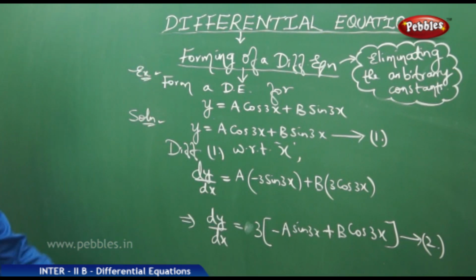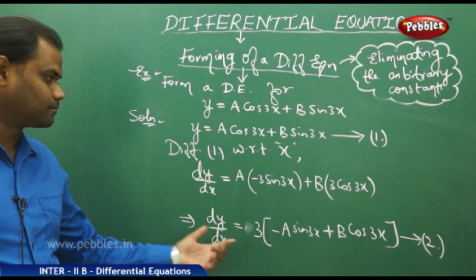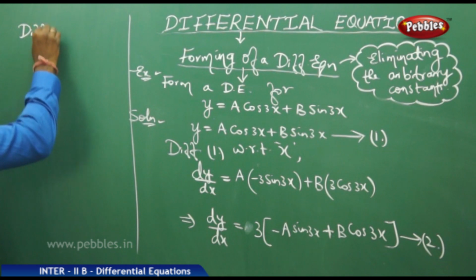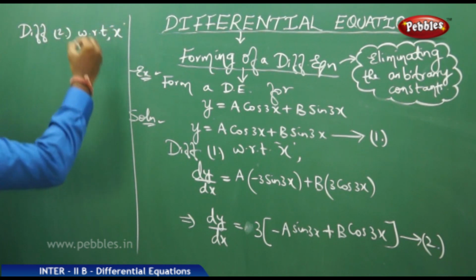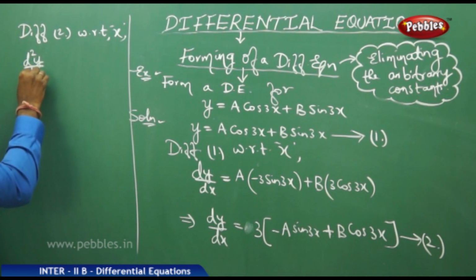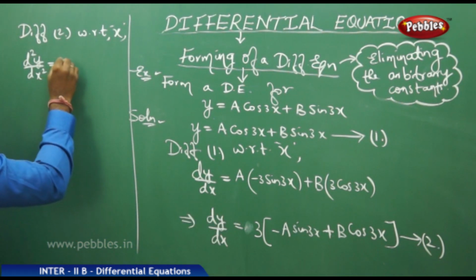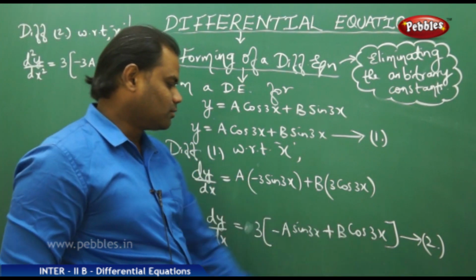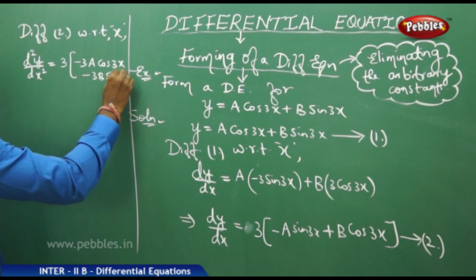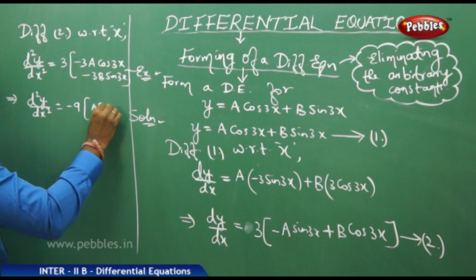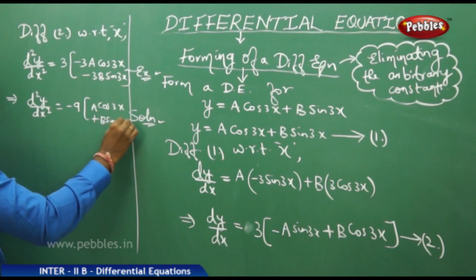Next, we are going to differentiate this and see what happens in the second differentiation. In a similar process as I differentiated 1 with respect to x, I'm going to differentiate equation 2 with respect to x. Differentiating 2 with respect to x, we get d by dx of dy by dx, that is d square y by dx square, is 3 times minus 3a cos 3x, and this in the chain rule gives me minus 3b sin 3x. That implies d square y by dx square, on taking common, gives us minus 9 times a cos 3x plus b sin 3x.